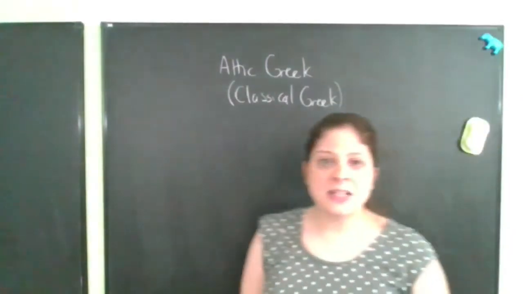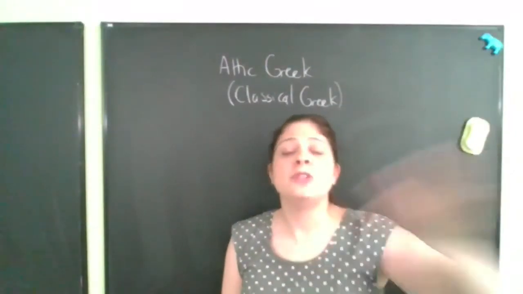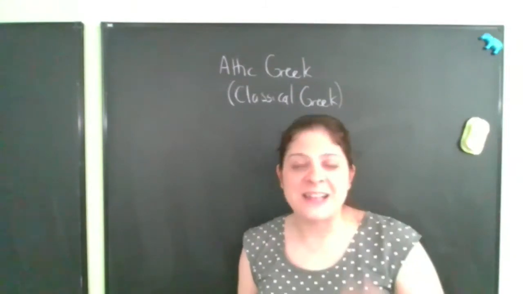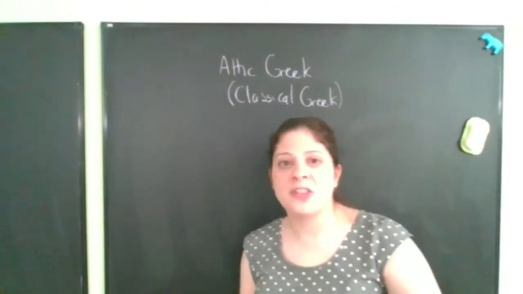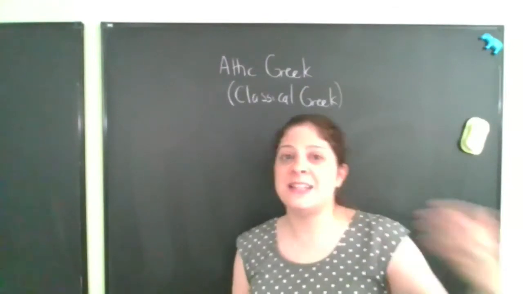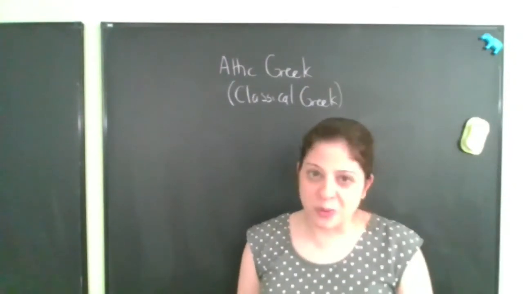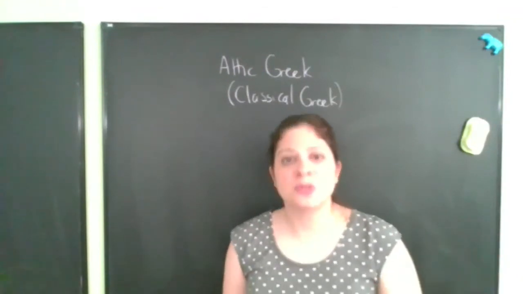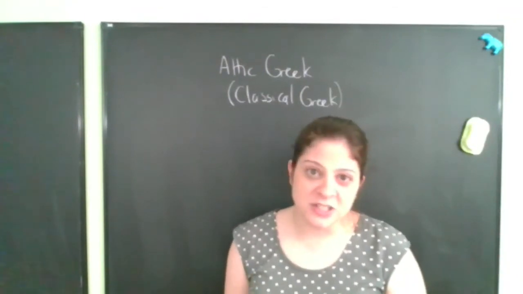So Attic Greek gets its name because it was spoken in Attica, which is a region of central Greece, and the most significant city there is Athens. Now, you've probably heard of Athens. It is the capital of modern Greece, and in the ancient world, it was a humongously important city. Among other things, it was really, in many ways, the cultural center of the Greek world for many centuries.